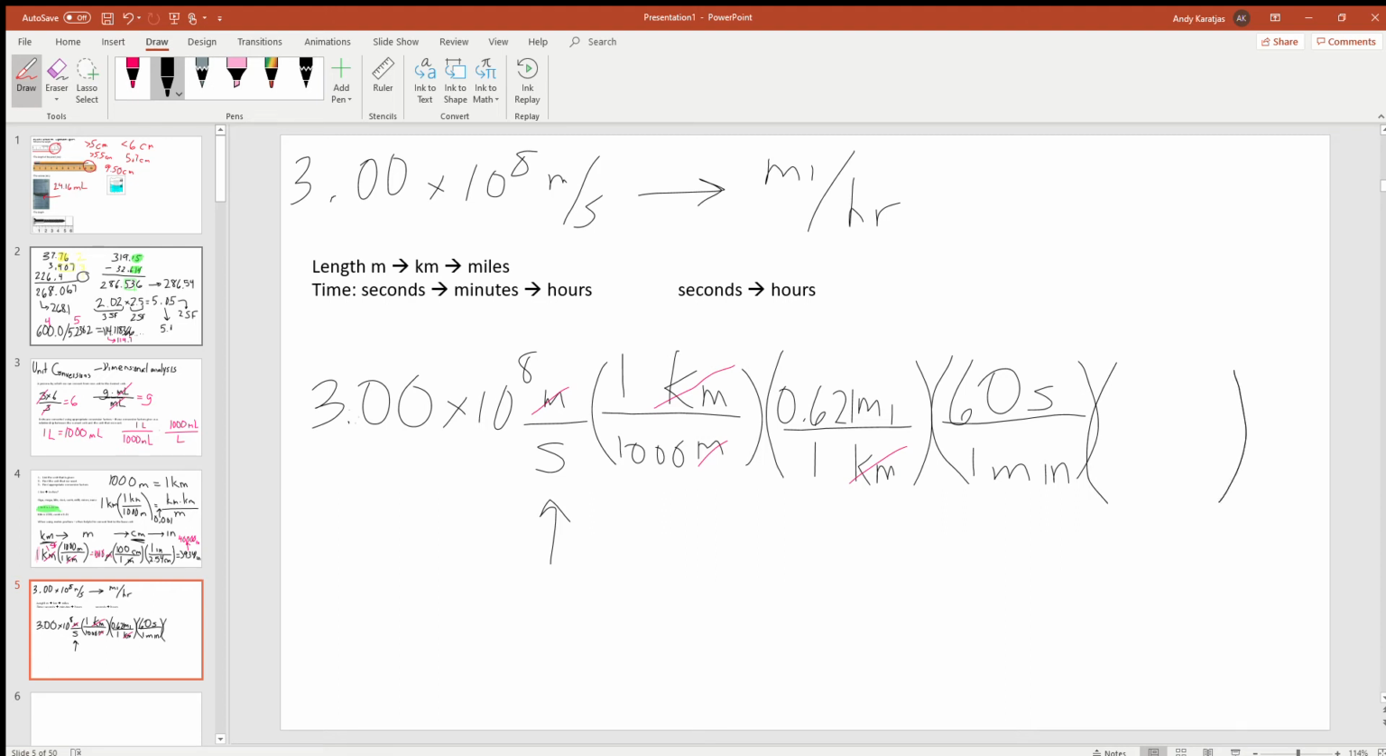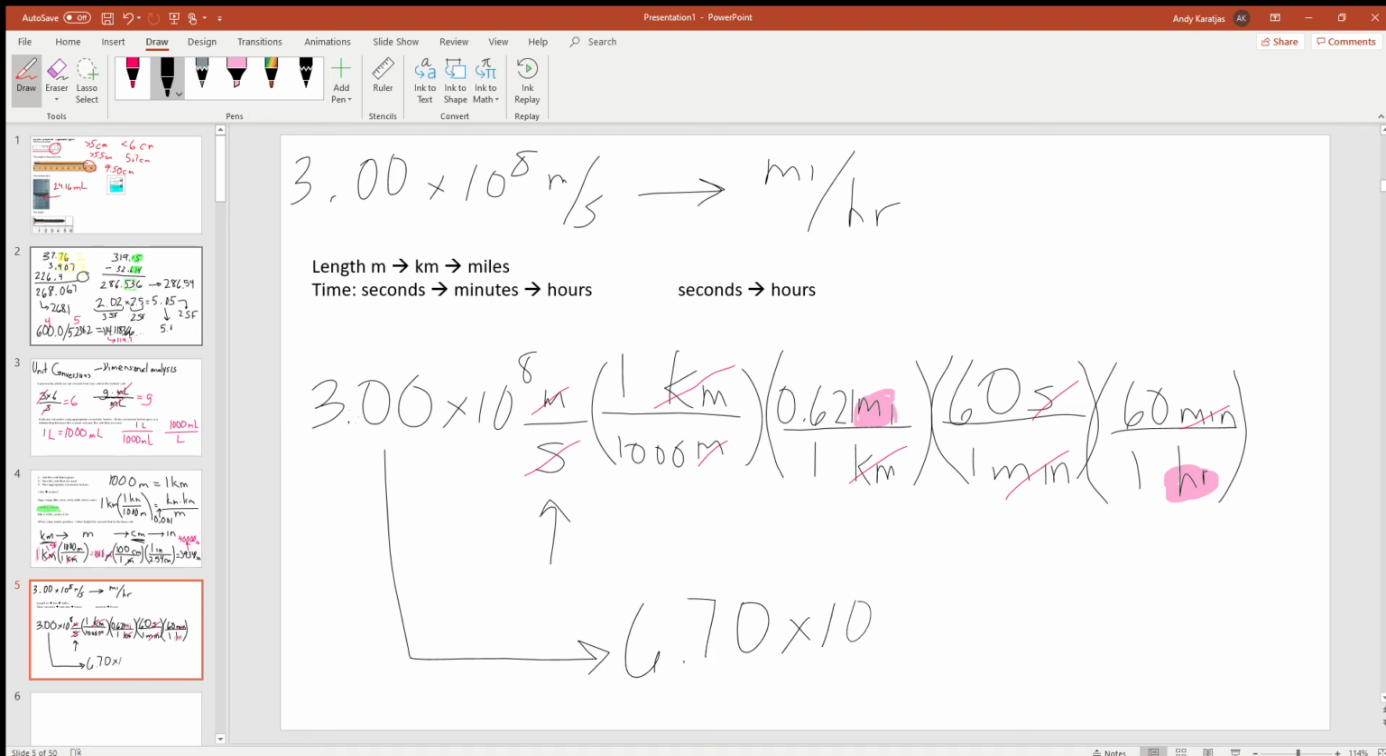And then the same thing for minutes to hours. If we want to get rid of minutes, it's already in the denominator. It needs to be in the numerator. So 60 minutes over 1 hour. That now allows seconds to cancel, minutes to cancel. And at this point, we're left with our desired units of miles in the numerator and hours in the denominator. So once we do our calculation, we can enter all this into our calculator. We get 6.70 times 10 to the 8 miles per hour.